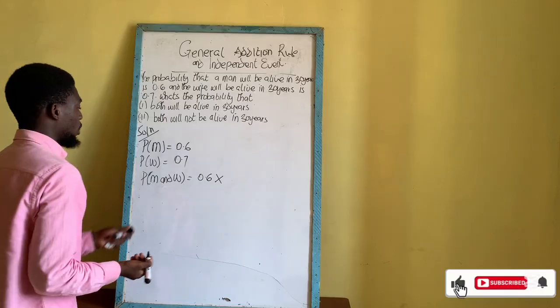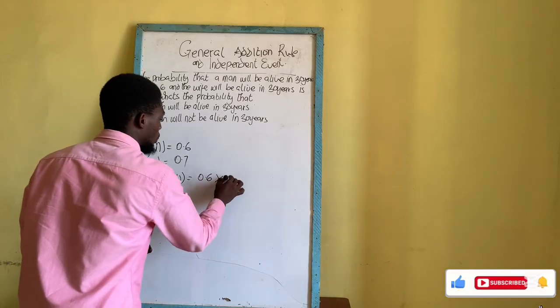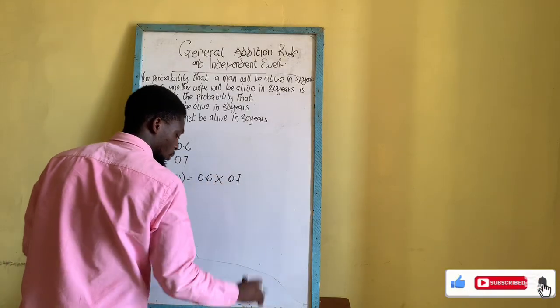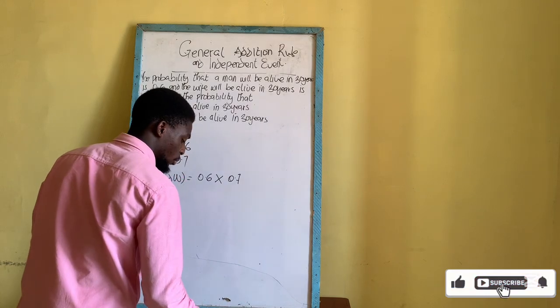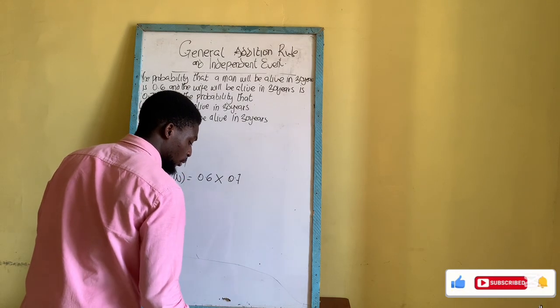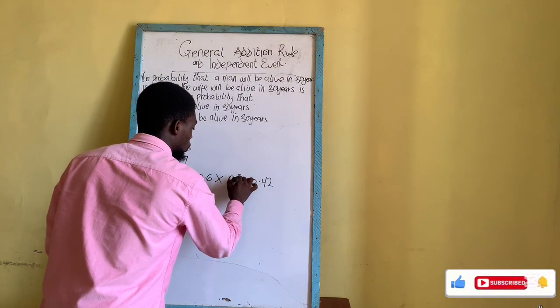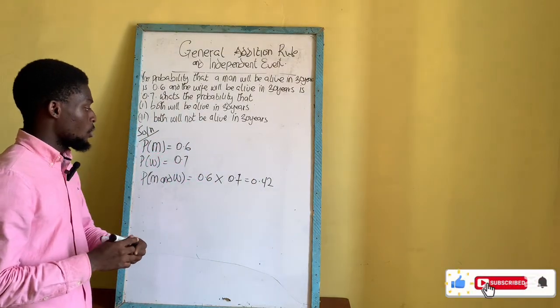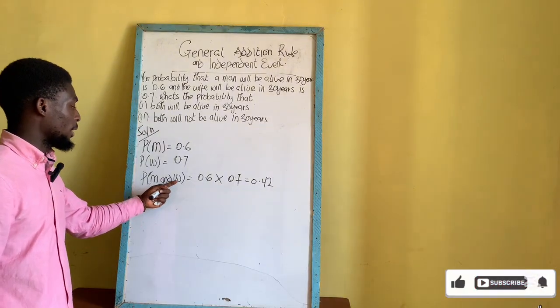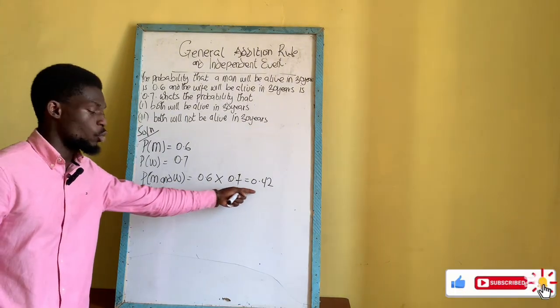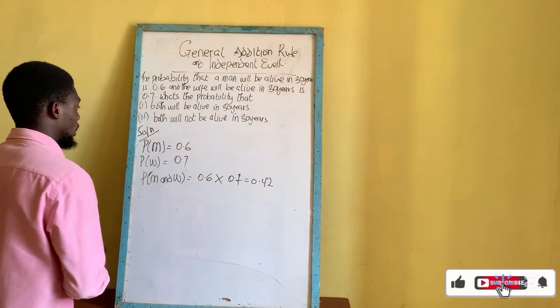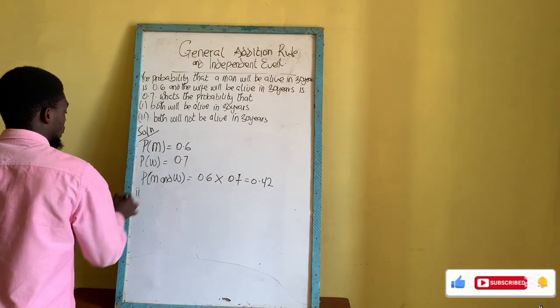And the probability of the wife being alive is 0.7, which gives us 0.6 times 0.7 as 0.42. So the probability that both the wife and the husband are alive is 0.42. Now let's look at the second scenario.